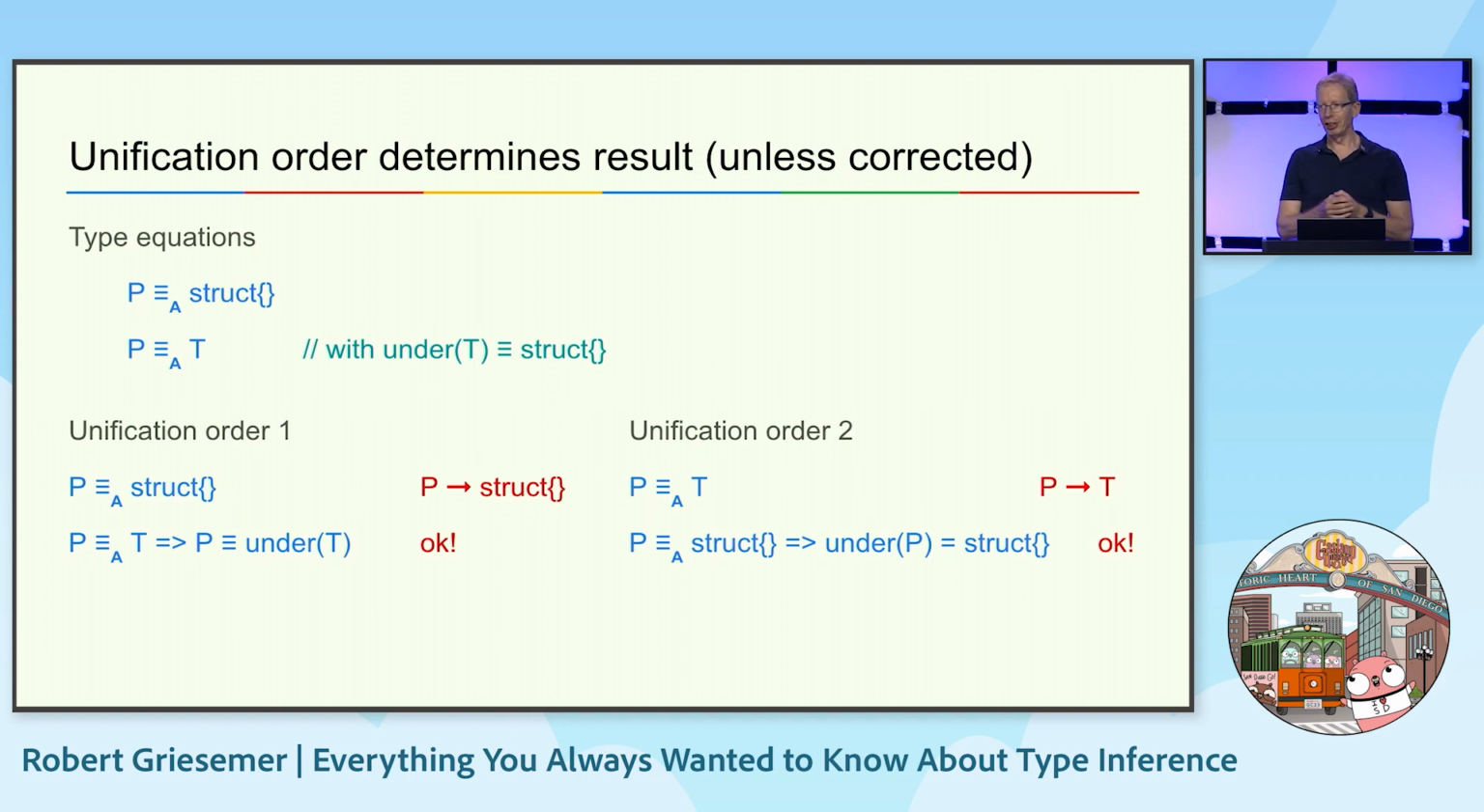On the other side, if we look at order number 2 here, if we first match against t, then we infer p must be t. And now, if we see the struct type, we again have struct matching against t. We are unifying for assignability, so we look at the underlying type of t. We have struct matching against struct. Everything is happy. Type inference succeeds, but now we infer the type t. And so that is not good.